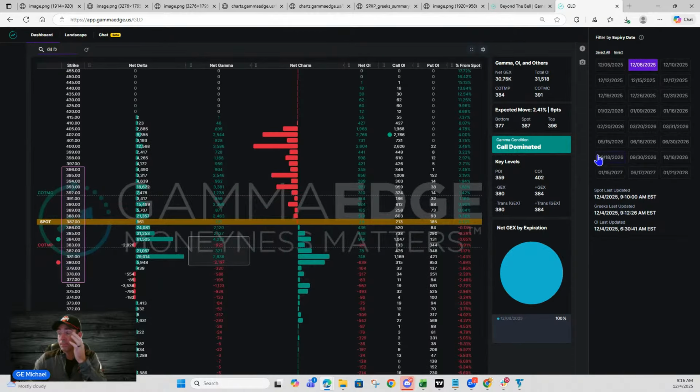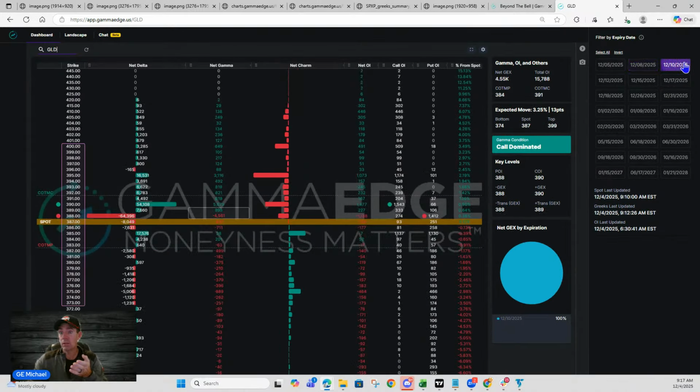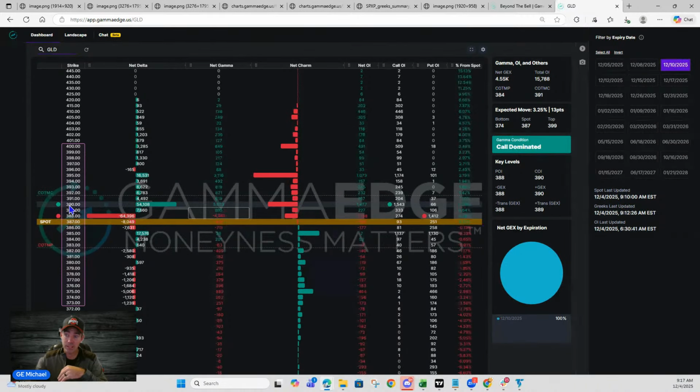After this Friday, we have Monday. Obviously, these are Monday, Wednesday, Friday expiries. Monday, call dominated. You see the overall structure drop fairly significantly. So PGX drops as well as the overall transition level, so that's not necessarily bullish. Transition level still stays under that 400 level. So next week looks a little bit weaker on GLD just through the overall structure. So hopefully that helps.